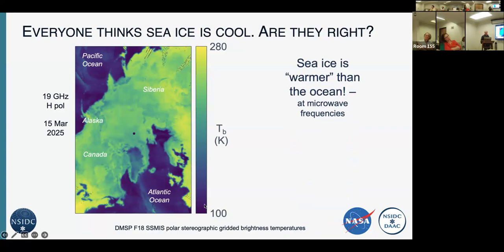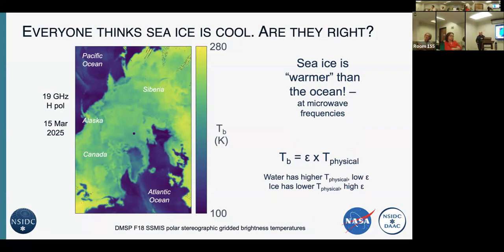So sea ice is actually warmer than the ocean in the microwave range, or at least some of the microwave range. What that means is, obviously ice is colder than the ocean, but ice has a higher emissivity than the water. So the emission of the ice is much higher. Even though the temperature is lower for ice, its emissivity makes it warmer in terms of brightness temperature.